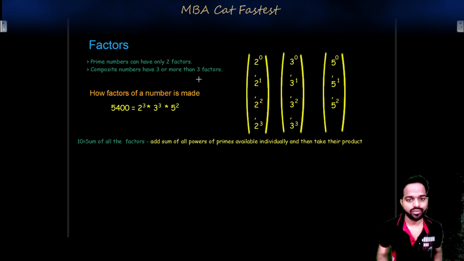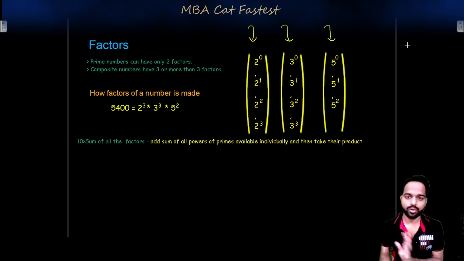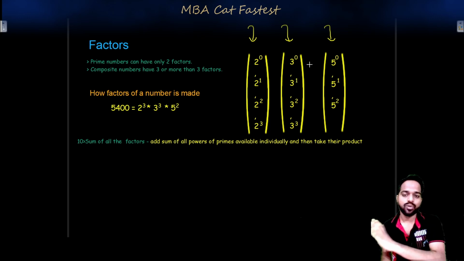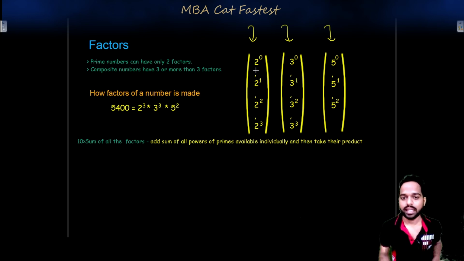So, how to calculate sum of all factors? First of all, let's revise again how a factor of a number is made. Let's say the number n is made from prime numbers which are p1 raised to any power, p2 raised to any power, and p3 raised to any power, and it goes on till pn raised to any power. So a factor is made from any power of p1 multiplied with any power of p2 multiplied with any power of p3, and it goes on till pn, and now it becomes a factor.